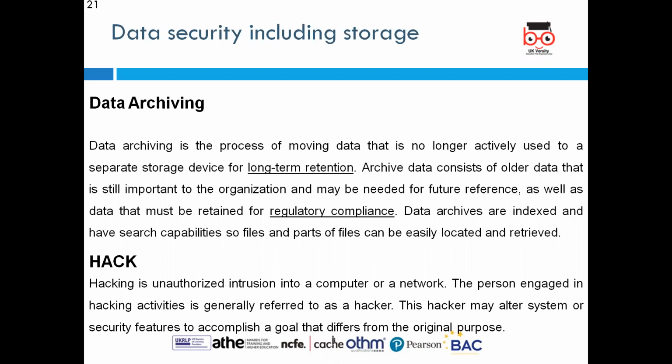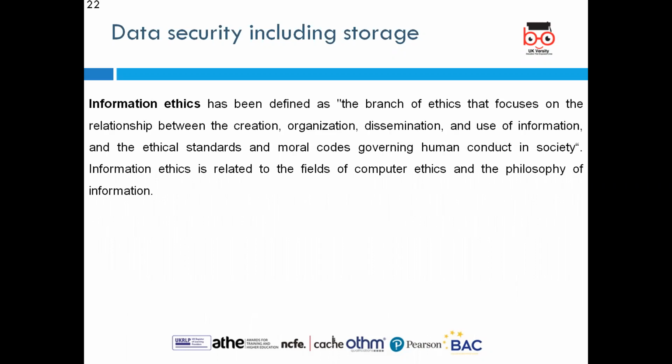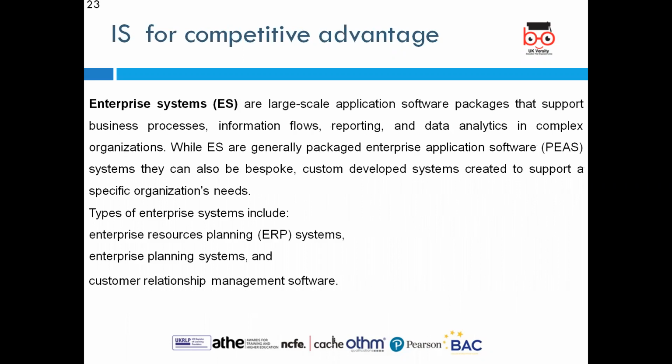Then we have hacking, which, as we mentioned, is unauthorized access, and this occurs when external entities breach our security system and start to steal the data. Also, we have information ethics, which has been defined as the branch of ethics that focuses on the relationship between creation, organization, and dissemination of the use of information. Also, we have enterprise systems, where an enterprise, which is an organization on a larger scale, uses application software and packages that support business process, information flow, and reporting.